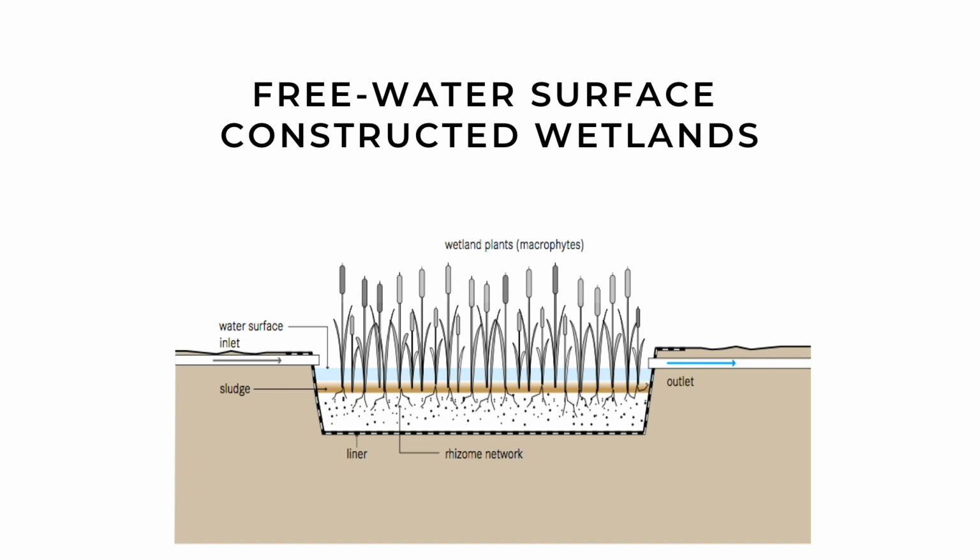Free water surface constructed wetlands, which allow water to flow above ground exposed to the atmosphere and to direct sunlight. This type of wetland is adequate for receiving effluents from stabilization ponds. In these conditions, they occupy an area between 1.5 to 3.0 square meters per inhabitant. One of its disadvantages is that it can facilitate mosquito breeding.